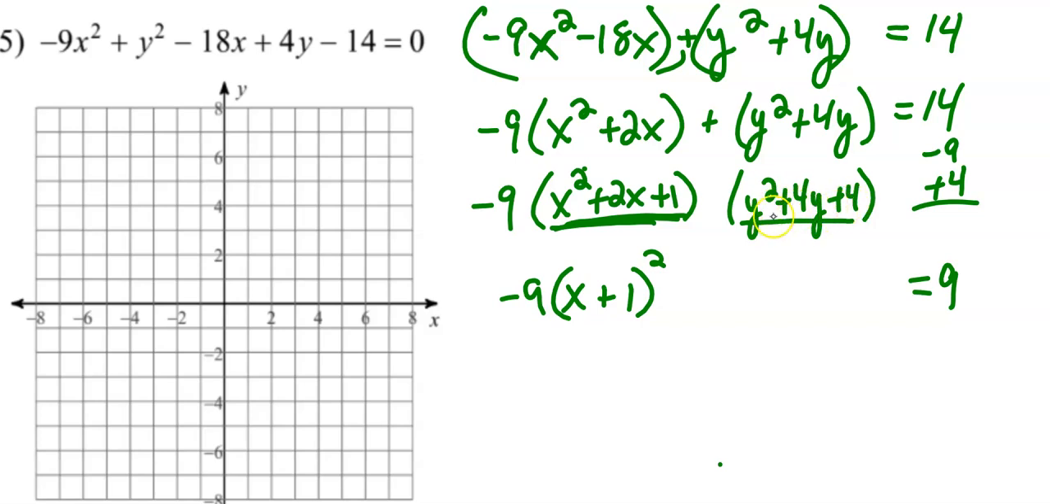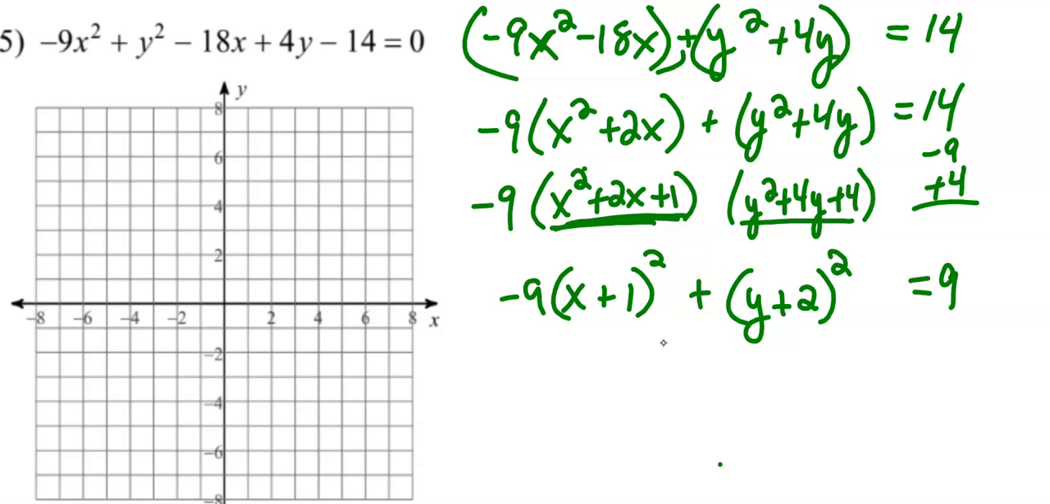Same thing here. I can simplify this to the square root of the first term is y, same symbol in the middle, which is a plus. Square root of the last term is a 2. So it's like saying y plus 2 squared.